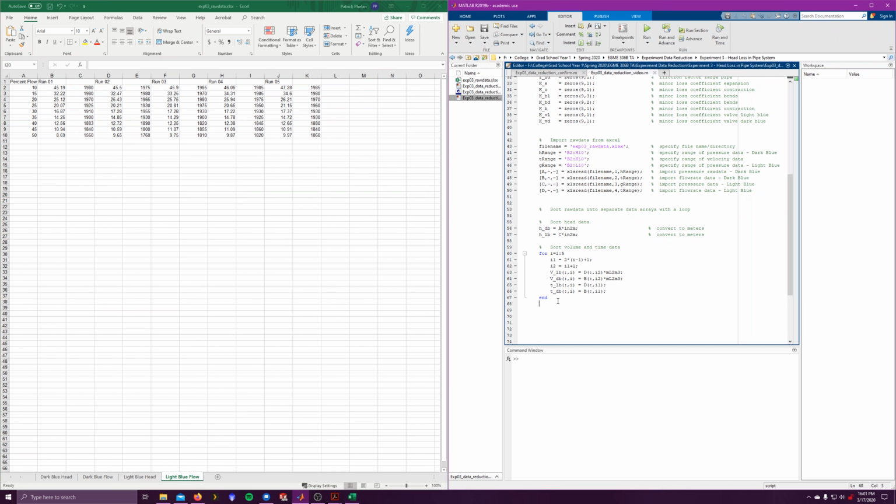Okay, so we're doing that for the light blue circuits and the dark blue circuits for the volume and for the time. Okay, the next thing I've done here is converted the measurements to SI units. So we're taking our diameters and converting them to meters. Then we're going to take our lengths of the pipe sections and convert those to meters as well.